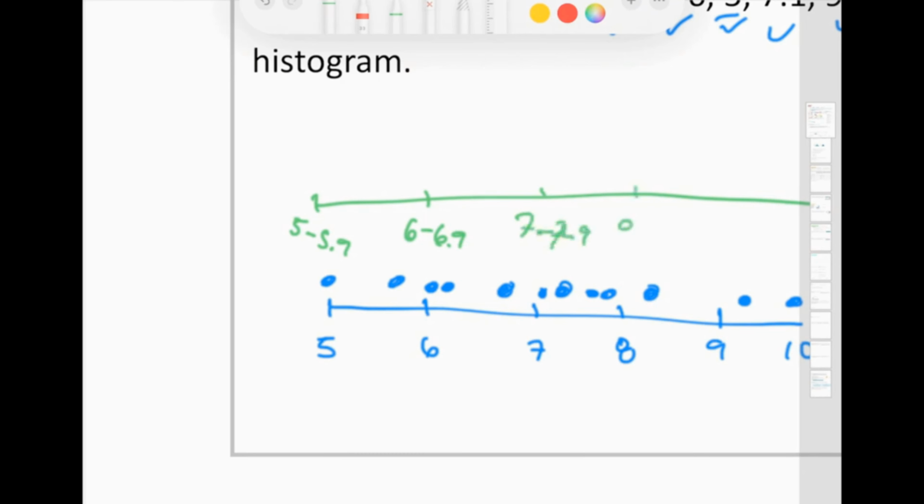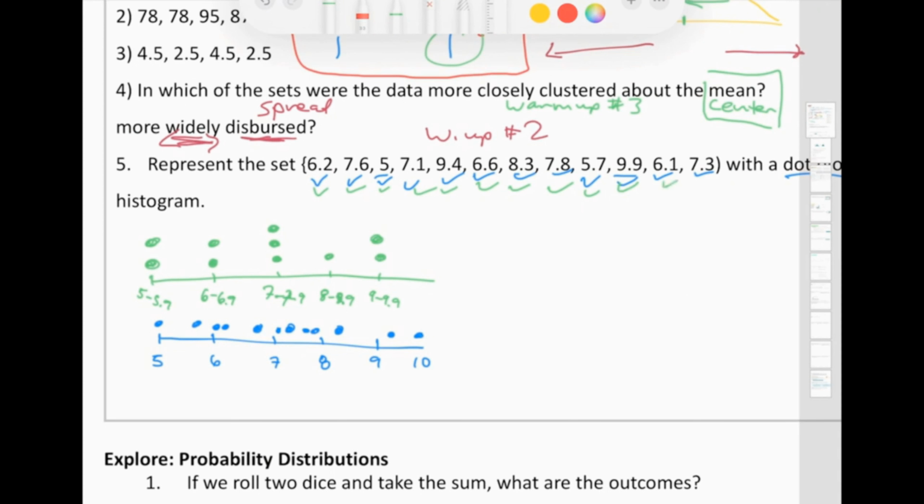9.4. 6.6. 8.3. 7.8. 5.7. 9.9, and this is giving me a better visualization. You're going to see this 6.1 and 7.3. And what we like to do is then draw mountains over these peaks and valleys of the mountain. And that looks a little bit better on my data.